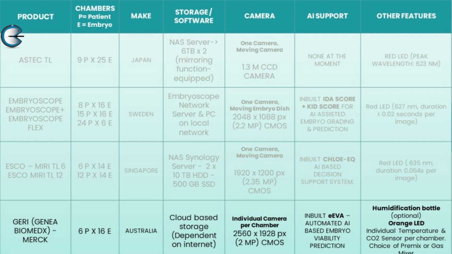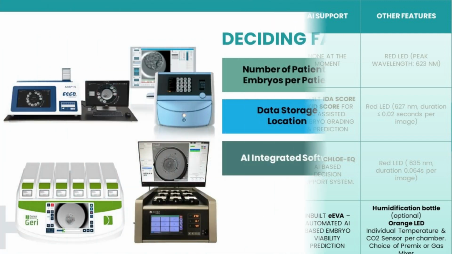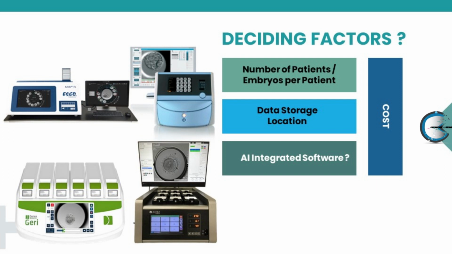So not only does it have one camera, fixed dishes, here each chamber has its own camera, its own temperature and CO2 control with own CO2 sensors and own temperature control sensors. I don't know whether we would ever come to a place where we would be culturing individual chambers at different temperatures. It would be interesting to see that. It also has an inbuilt automated AI-based viability prediction system called EVA. So these are the comparisons of the time-lapse incubators.